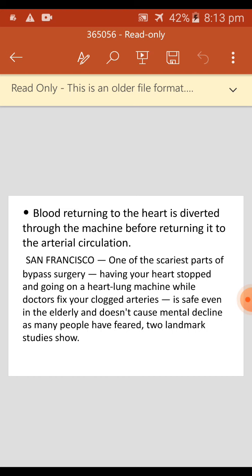One of the scariest parts of bypass surgery, having your heart stopped and going on a heart-lung machine while doctors fix your clogged arteries, is safe even in the elderly and does not cause mental decline as many people have feared. Two landmark studies show.